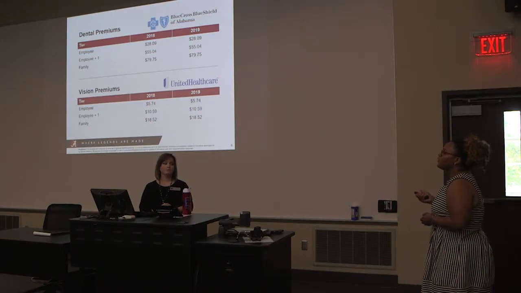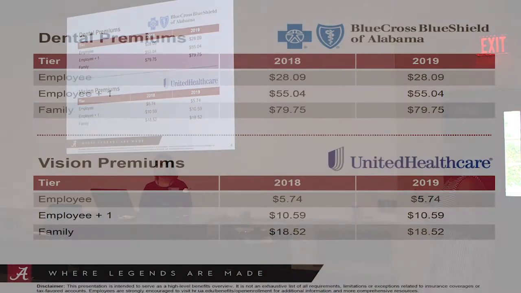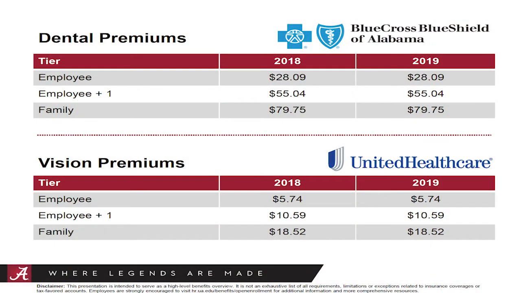Here are the premiums for the dental and vision plans. These are fully insured plans by Blue Cross Blue Shield and United Healthcare. You see the tiers reflected there as they've always been, and you will see that we will not incur any cost increases for the upcoming year. So the dental and vision plans will stay static.